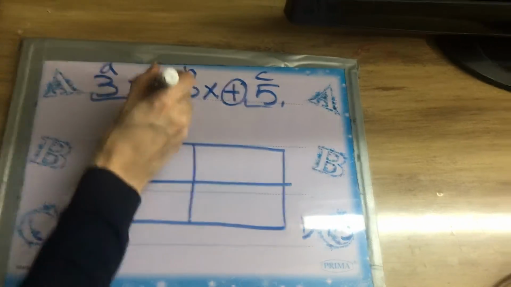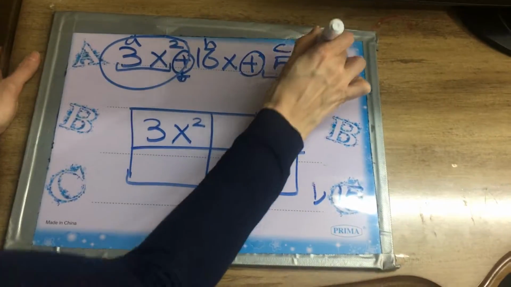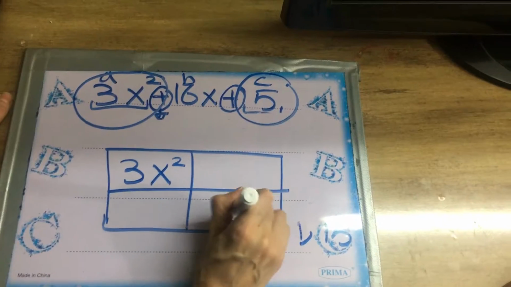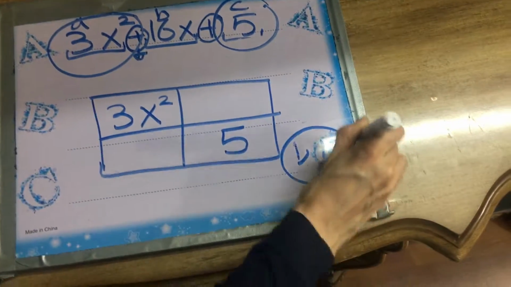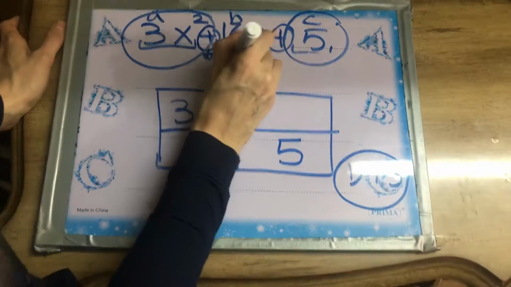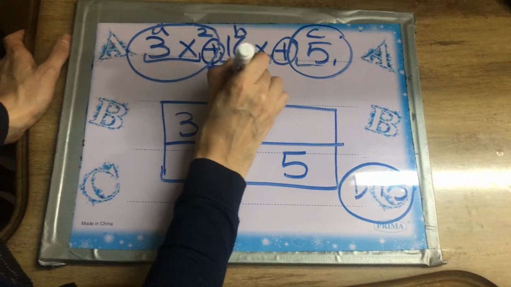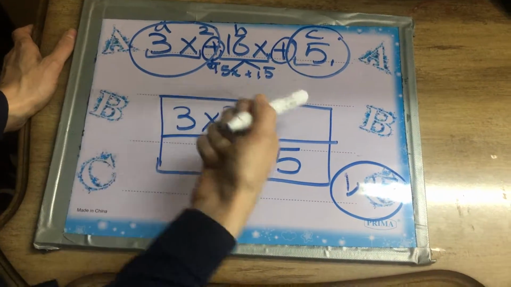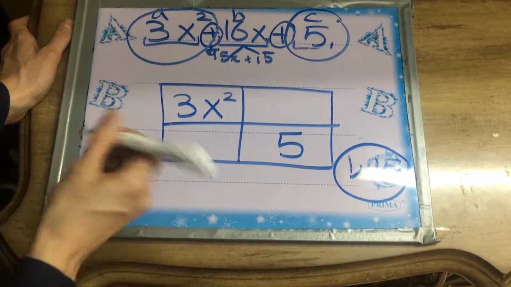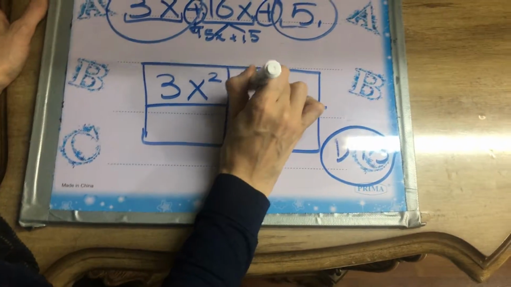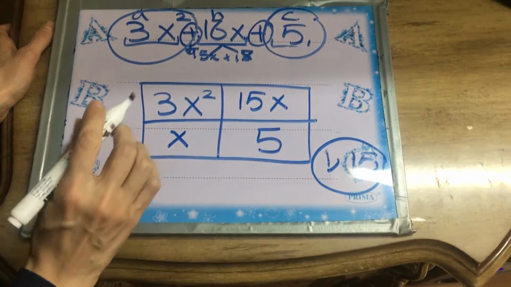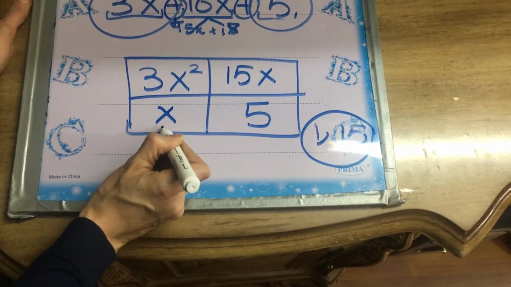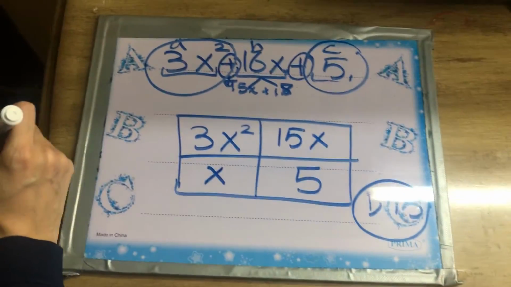Now, we write the first term in this corner, which is 3x². We write the last term in the last one, which is 5. Now, the one in the middle, we will write it as the sum of those two numbers that we already chose. So actually, 16x is 15x plus 1x. Wherever we write them, it's not a problem. So let's write 15x here and 1x here. Again, it's not a problem where we write. We can write the 15x here and the x here. It will not affect our work.